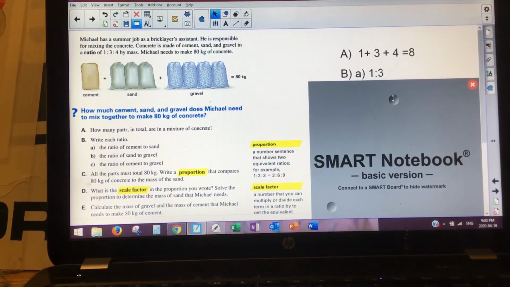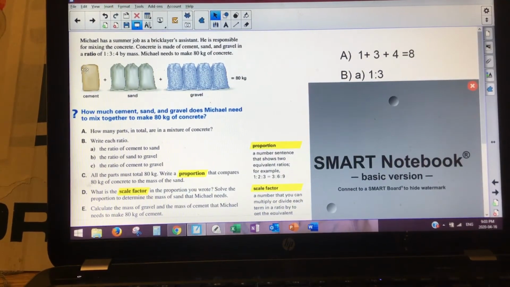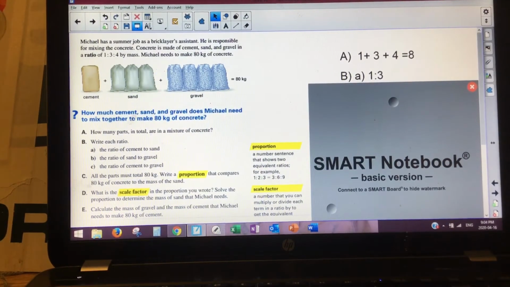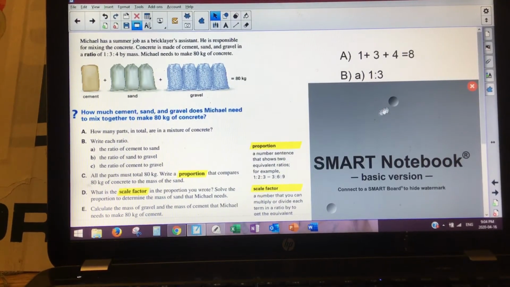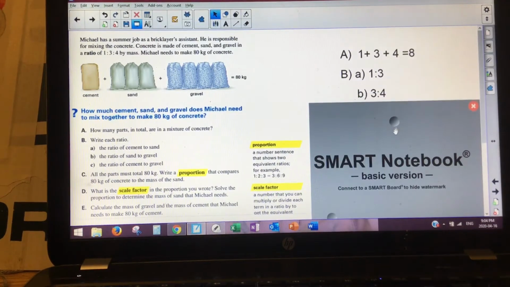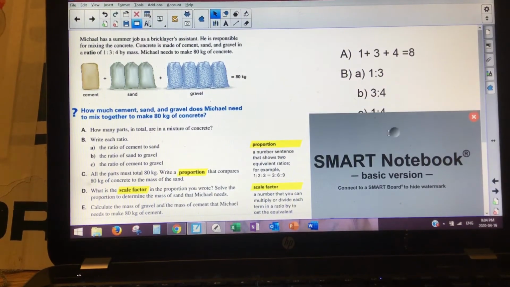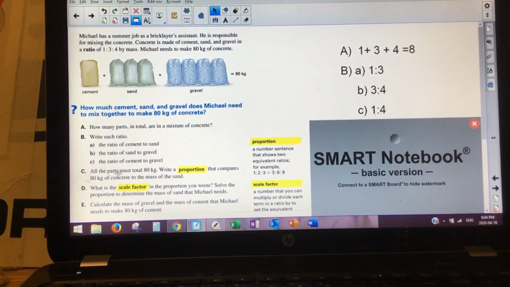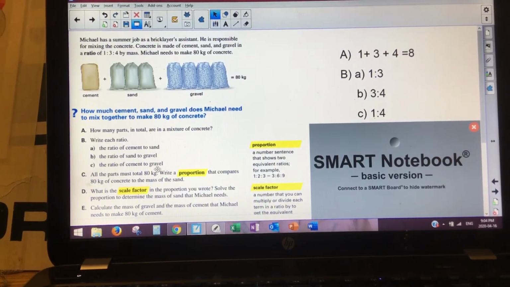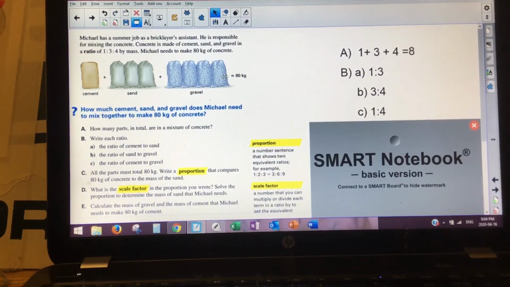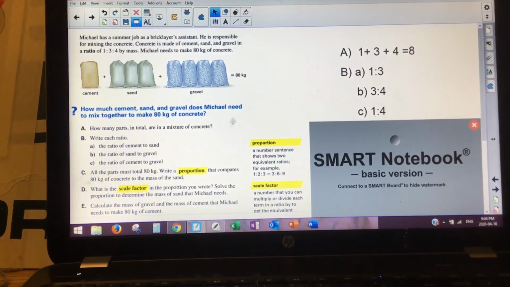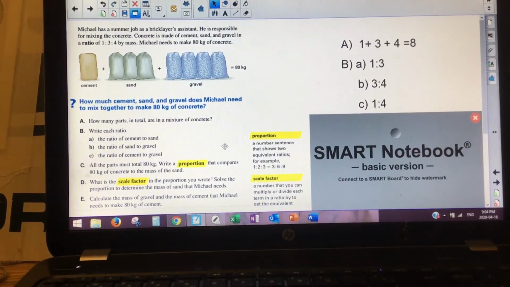So, the ratio of cement to sand, 1 part cement, 3 parts sand. B, the ratio of sand to gravel, 3 parts sand to 4 parts gravel. And finally C, the ratio of cement to gravel. Okay, 1 part cement, 4 parts gravel. Okay, let's move on to C.